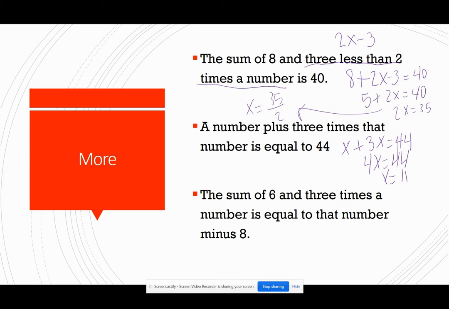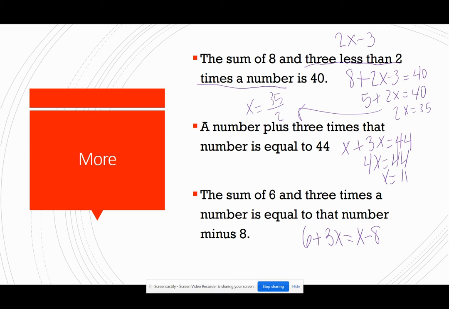The sum of 6, so sum means addition, of 6 and 3 times a number equals that number minus 8. So this is where we're seeing the difference. 3 less than in the first problem means we subtracted at the end, but minus means we do x minus 8. I know that might be a little bit confusing. I'm going to make sure that on an assessment, I just stick with less than, but I wanted to show you the different ways that you can write it.